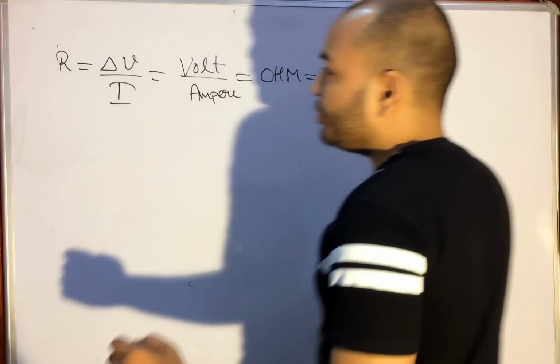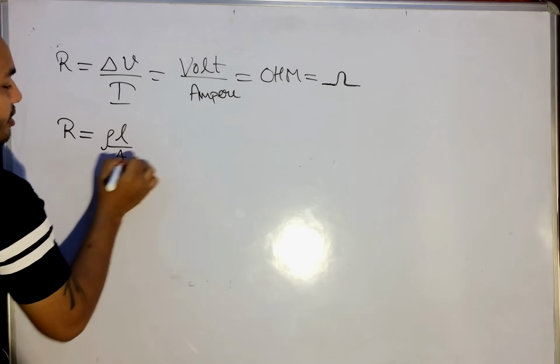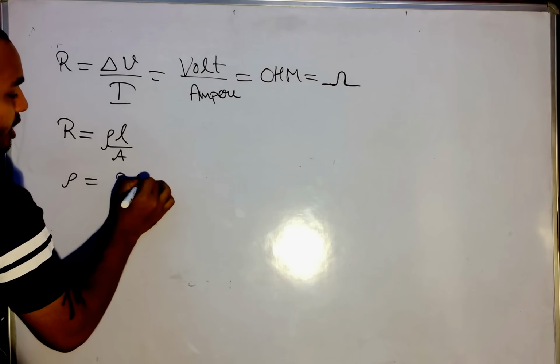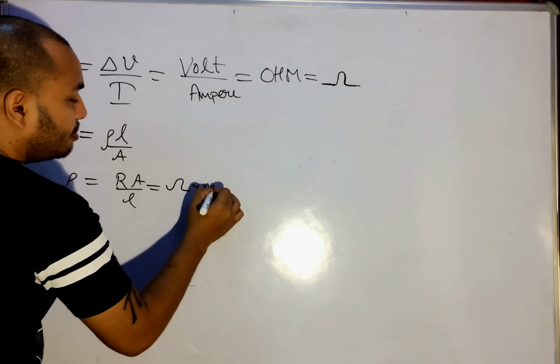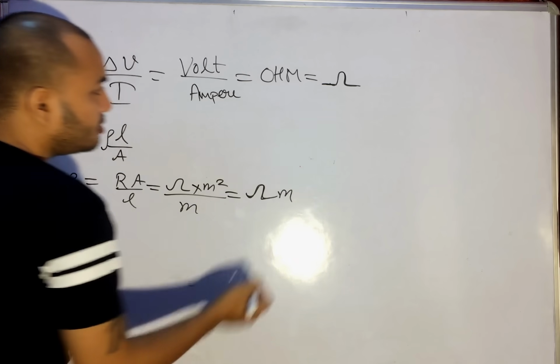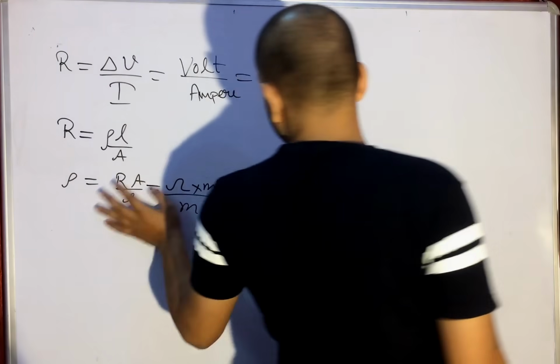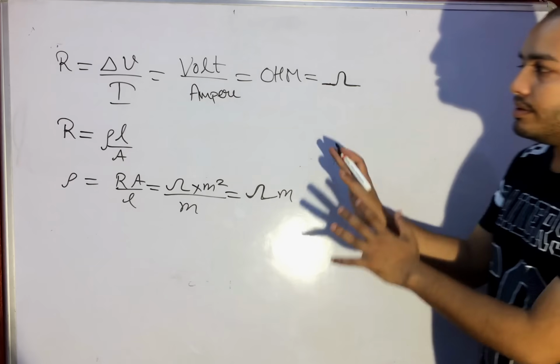And the unit of resistivity: R is equal to rho L by A, so rho is equal to R A by L. R is ohm, A is meter square, length is meter, so the unit is ohm meter. Unit of resistance is ohm, unit of resistivity is ohm meter. Clear? Okay.